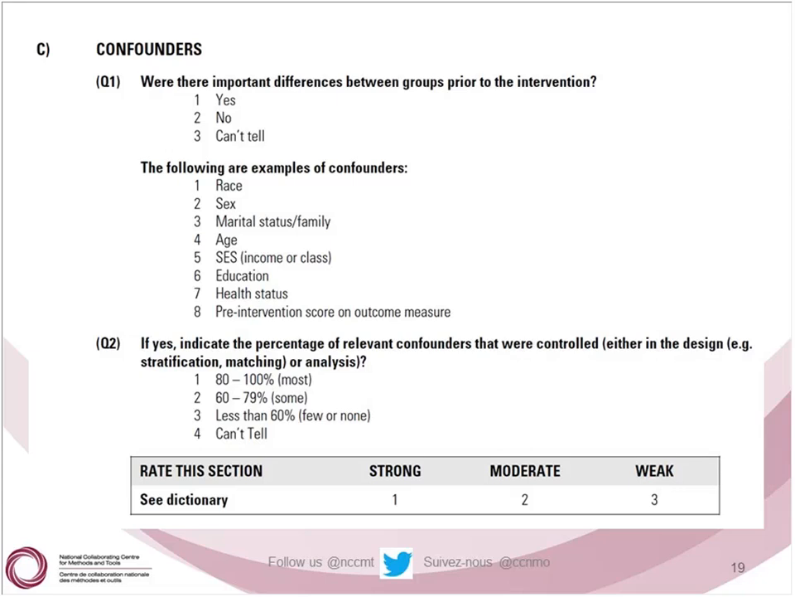So we want to get a sense of whether we do that in the design or whether, if we've identified important differences between the groups, we then control for that in the analyses that we do on the statistical side of things. So this is asking the reviewer to consider, of all the different confounders that may be at play here for a particular issue, what percentage of those were controlled for, either through the design or through the analysis.